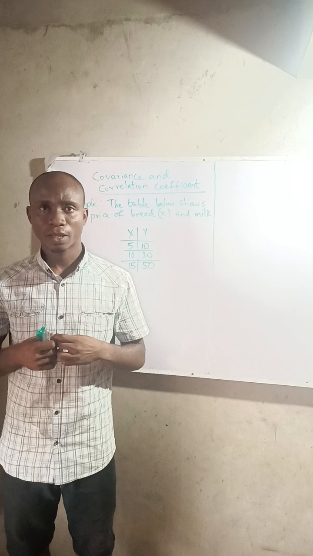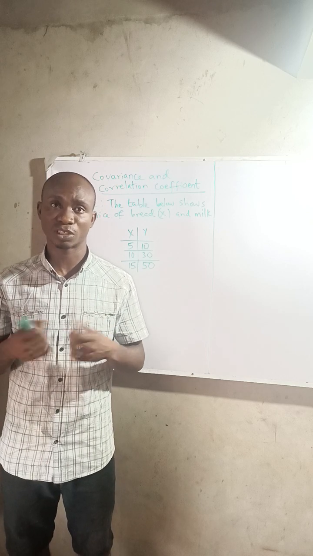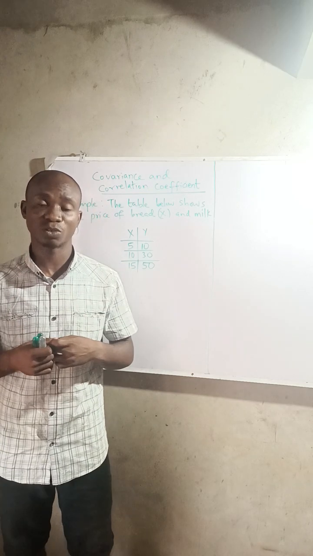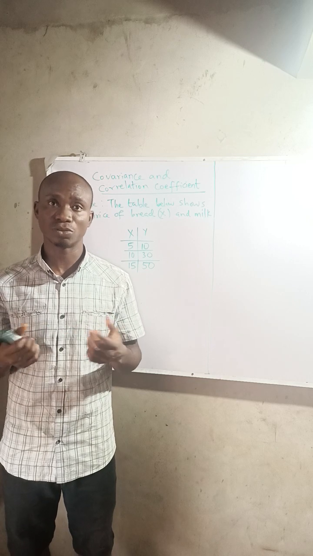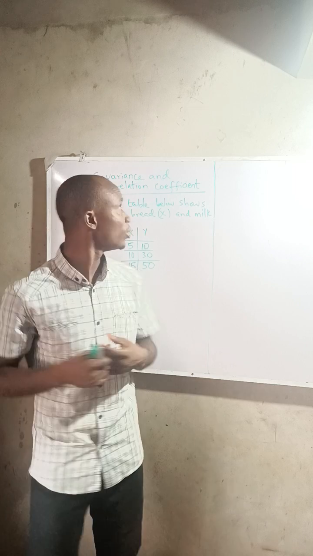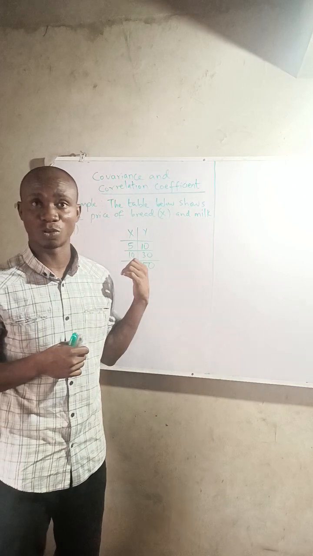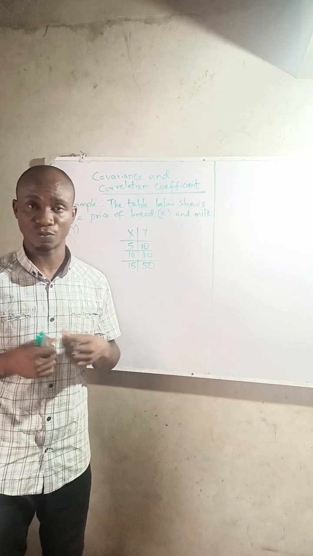Of course, the statistical methods like variance, covariance, coefficient of determination, analysis of variance, standard deviation, those are the statistical tools we use in the analysis of data. So in this video, we're going to be talking about a method of computing covariance and correlation coefficient.